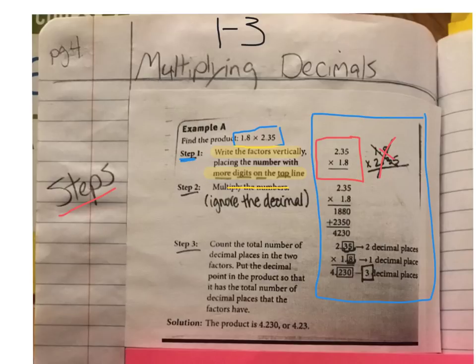Step 2 says multiply the numbers, and we are going to ignore the decimal this time. So this is very different from the past 2 lessons that we've done, because today we just get to ignore the decimal when we go ahead and do our multiplying. So I'll show you how they do that over here on the right. On the right, they're pretending like those decimals don't exist.